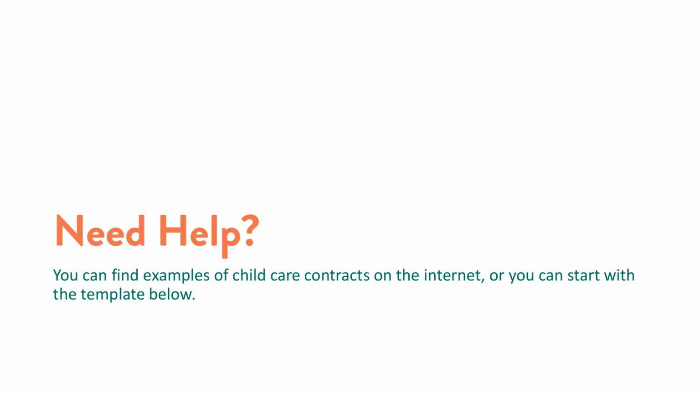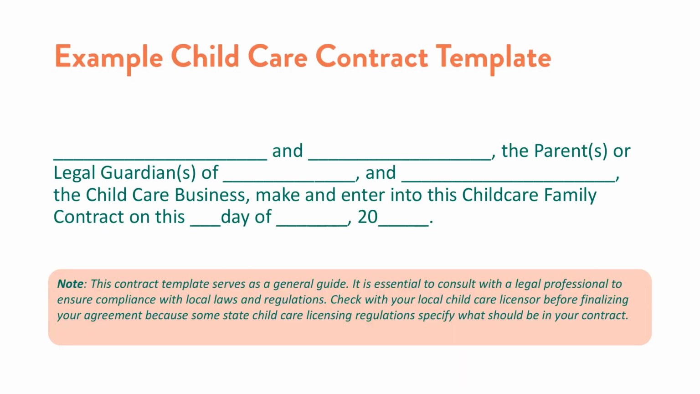Need help? You can find examples of childcare contracts on the internet, or you can start with the following template. This template is also available in the guide that accompanies this tool. Note: this contract template serves as a general guide. It is essential to consult with a legal professional to ensure compliance with local laws and regulations. Check with your local childcare licensor before finalizing your agreement, because some state childcare licensing regulations specify what should be in your contract. Over the next few slides, we will review an example of a childcare contract template.